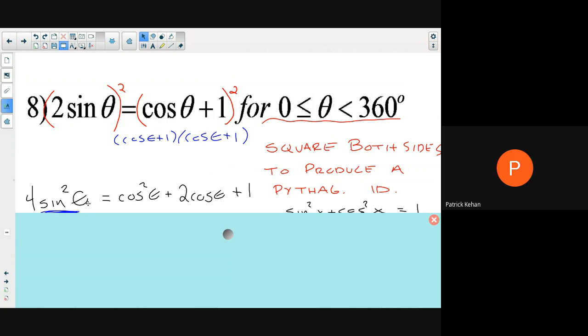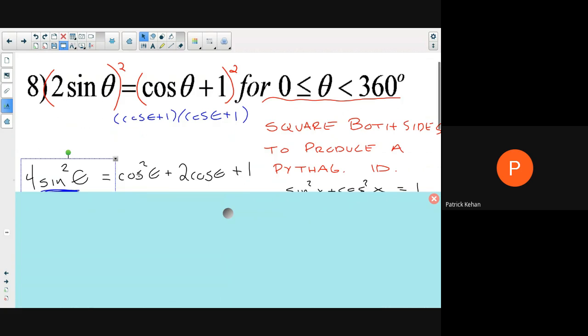Now we still have cosines and sines, but because we have sine squareds and cosine squareds, we can use the Pythagorean identity to convert from sine to cosine or from cosine to sine. So game plan before you do that. The right side is made up of all cosines. The left side is made up of all sines. This 2 cosine theta in the middle here, there's more terms in cosine right now than there are in sine.